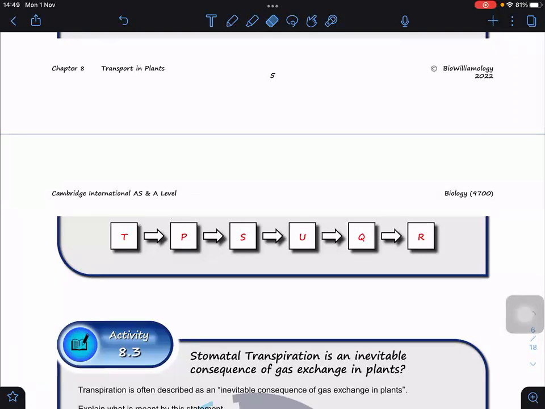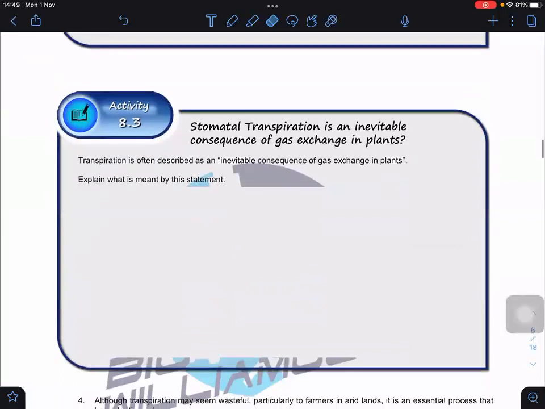The answer is no, because we do know that stomatal transpiration is an inevitable consequence of the gas exchange in plants. So basically, if the plants need to carry out photosynthesis and have gas exchange, they can't stop transpiration from taking place. Questions in Cambridge, your Paper 2, most of the time they will ask this question: transpiration is often described as an inevitable consequence of the gas exchange in the plant. Explain what is meant by this statement.